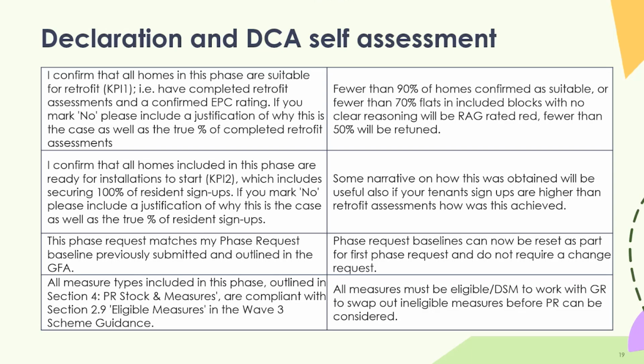I would say that if you have fewer than 50% retrofit assessments and tenant signups, that is an automatic return. So we can't accept any phase requests that fall below that. But the more the better. Obviously, the more you have, the more likely you are to have a green risk rating, and they can just get approved more quickly.